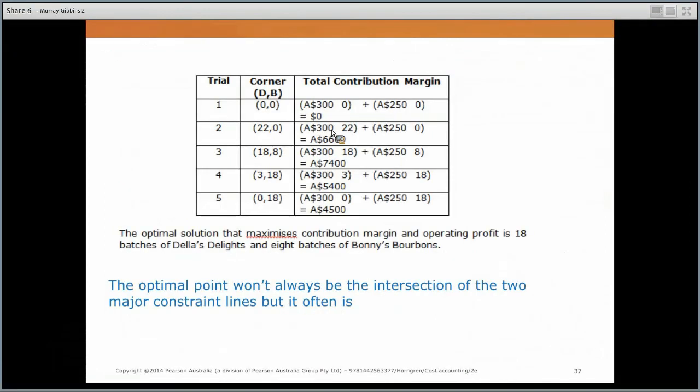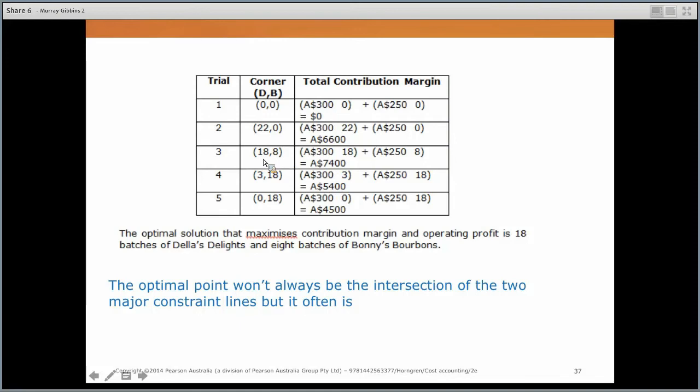So obtain, gather Della's contribution margin, 300. That should say times 22 units. Of course, we're selling none of the Bonnies, so that's 0. So we've got a total revenue of 6,600.